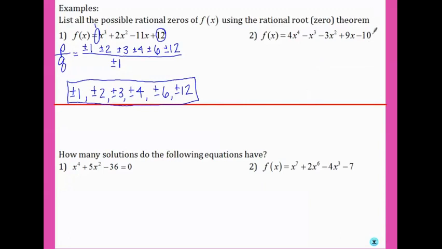So number 2, our constant is 10 and our leading coefficient is 4. So we're going to take all the factors of 10, so plus or minus 1, plus or minus 2, plus or minus 5, plus or minus 10, and divide them by all the factors of 4. So they're going to get divided by plus or minus 1, plus or minus 2, and plus or minus 4. So if we take all 4 of these, our factors of 10, and divide them by positive or -1, they're going to stay the same.